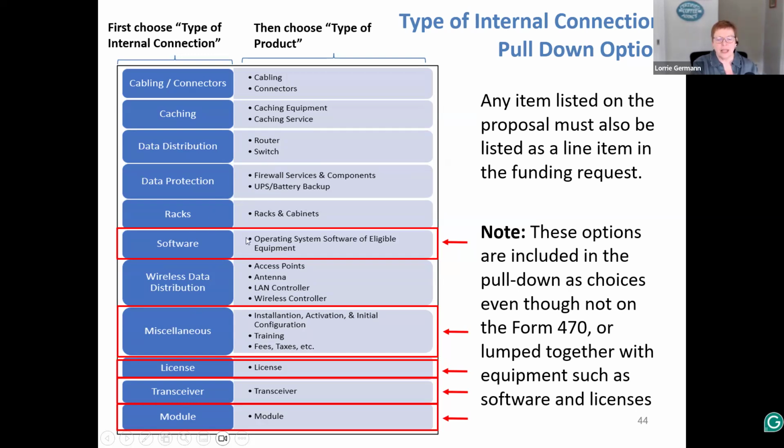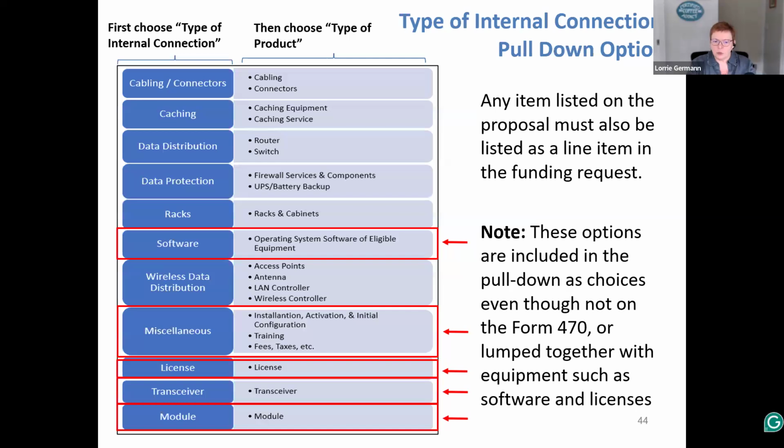Now, I also want to point out there are these items: the software, miscellaneous, license, transceivers, and modules. When we file the Form 470, there's no separate pull down for a transceiver or a module. There's kind of a catch-all called antennas, connectors, and related components. So that's on a 470. That's where I'll account for any of these additional items, like the modules here.